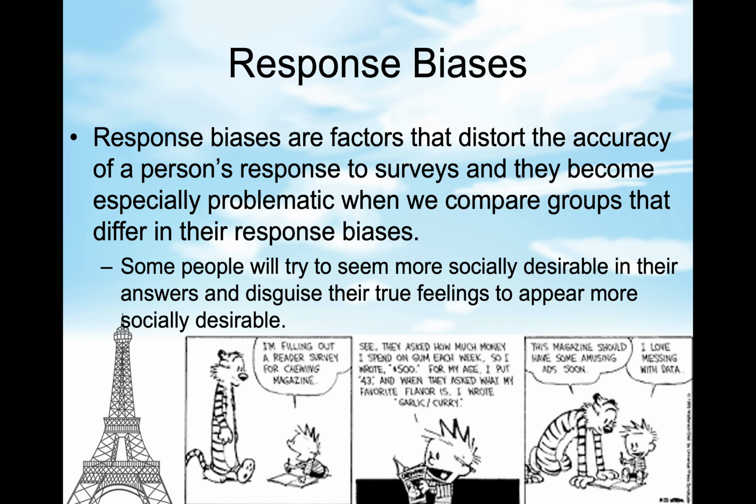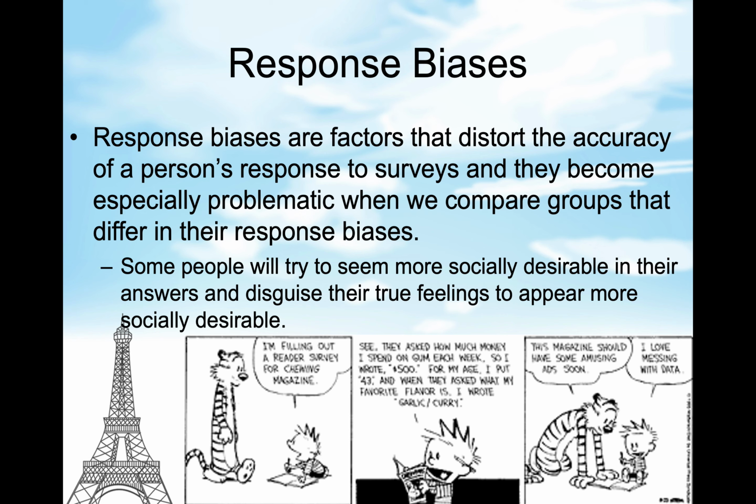This is Calvin and Hobbes. Hobbes is the toy tiger and Calvin is the little boy. I'm filling out a reader survey for Chewing magazine. See, they asked how much money I spend on gum each week. So I wrote $500. For my age, I put 43, and when they asked what my favorite flavor is, I wrote garlic curry. This magazine should have some amusing ads soon. I love messing with data.